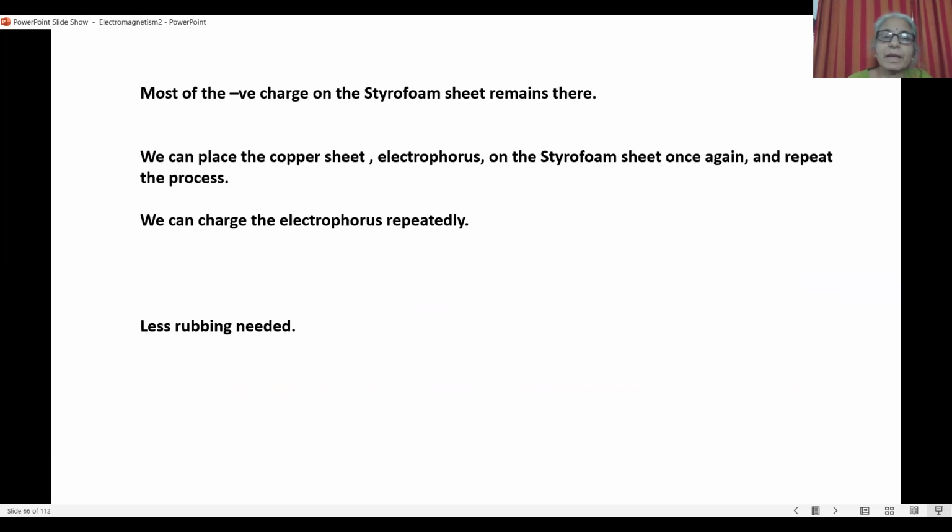Okay, so we have made an electroscope and used it. And we have learned about electrostatic induction. Now we are going to do some more interesting things with static charge, but we'll do that in the next video.